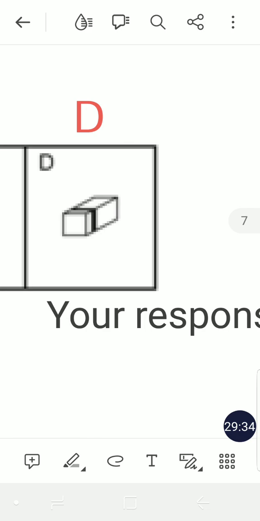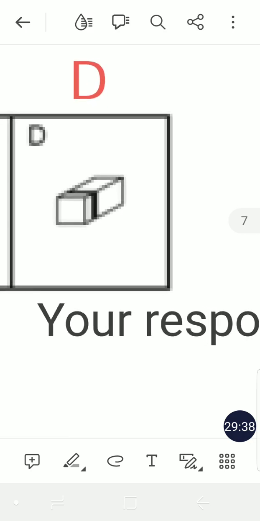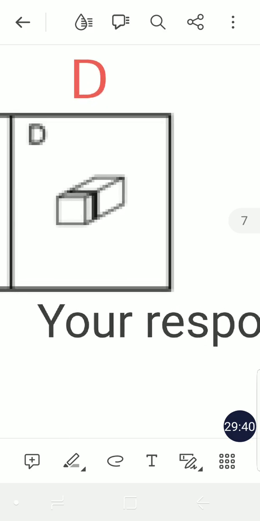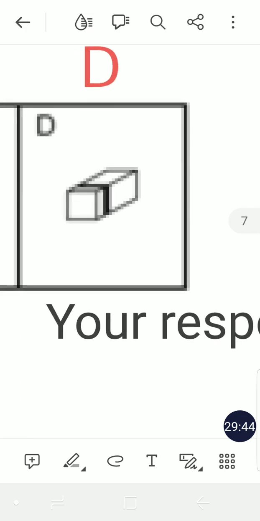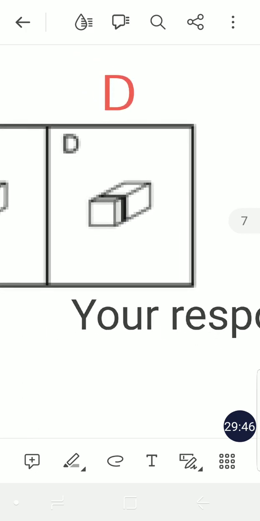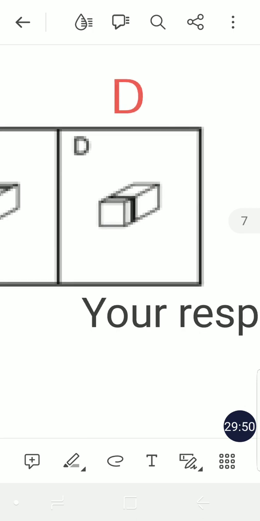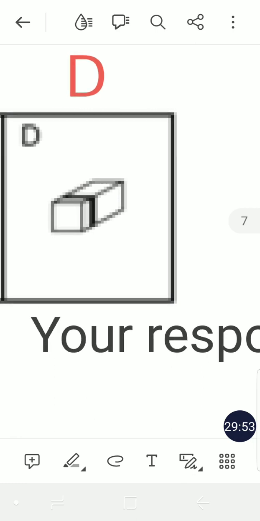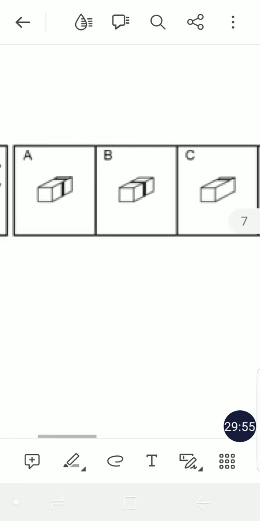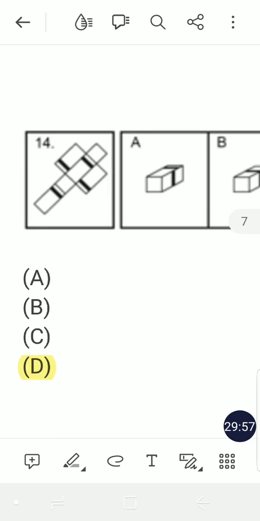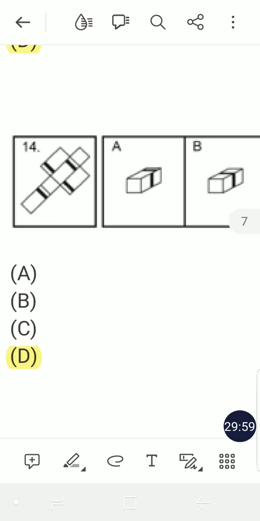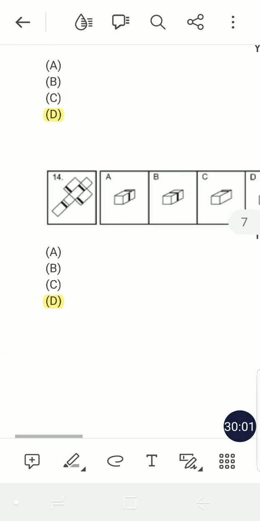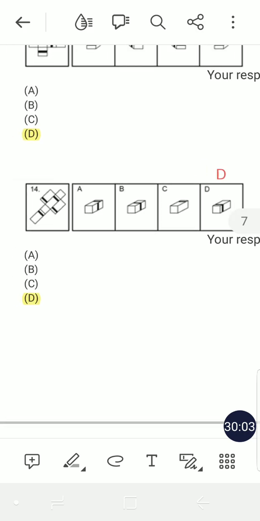So it looks like there's two shaded lines right beside each other and there's a longer white face. Yeah, so sorry about that. I can't seem to find the reasoning for number 14. But yeah, D is the correct answer.